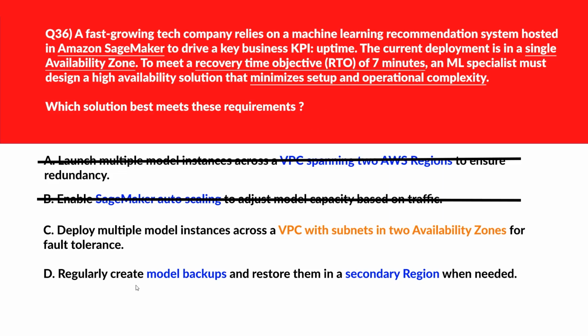D says regularly create model backups and restore them in secondary region when required. Backups in another region require manual recovery steps, which will delay response time, which we don't want, definitely, right? So D is wrong. Let's move to unlock option C as the right answer.